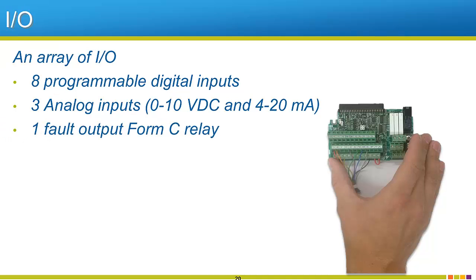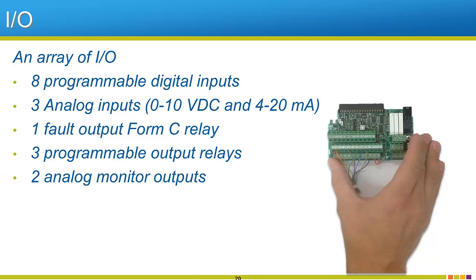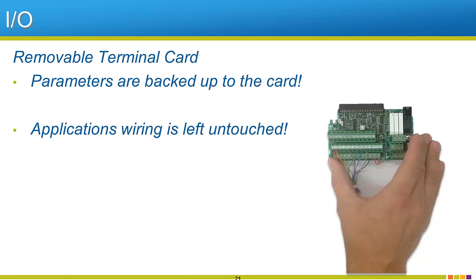There is 1 designated fault contact operating on a Form C relay, and also 3 additional programmable contacts. 2 programmable analog output monitors, which can source 0 to 10 or 4 to 20 milliamps, are also at your disposal. All of this robustness that is the D1000's I/O is located on a removable terminal card.